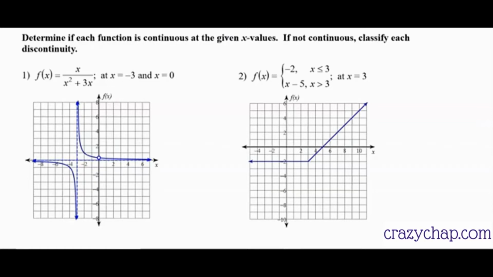Hello friends, today in continuation with our learning, we'll learn about continuity of a function. As you can see in question number 1, the question says f(x) equals x over x squared plus 3x, and we have to check whether the function is continuous at x equal to minus 3 and at x equal to 0. Is it continuous or no?